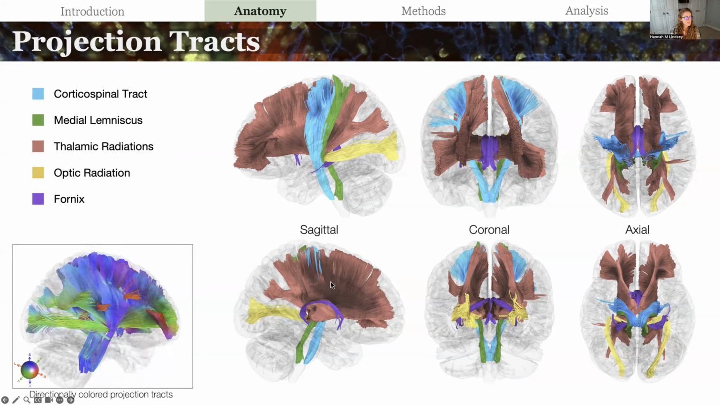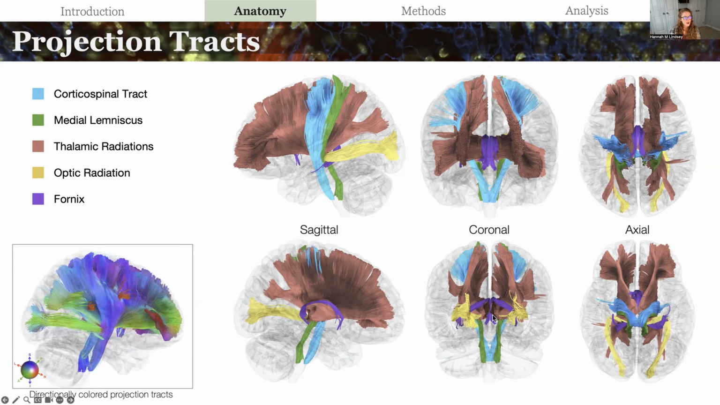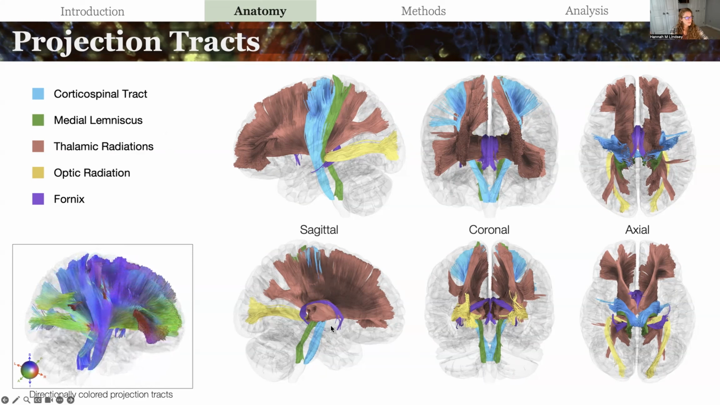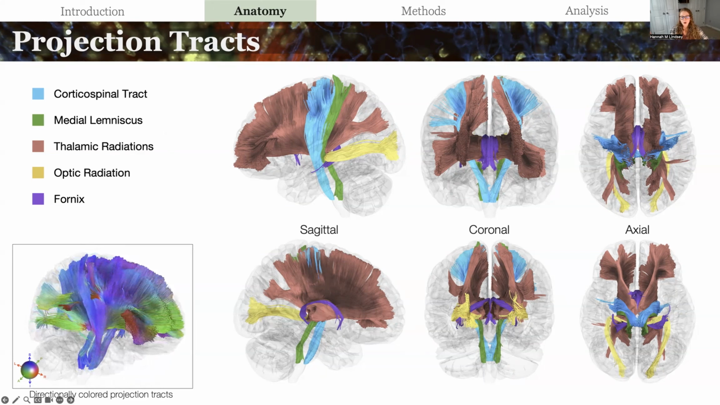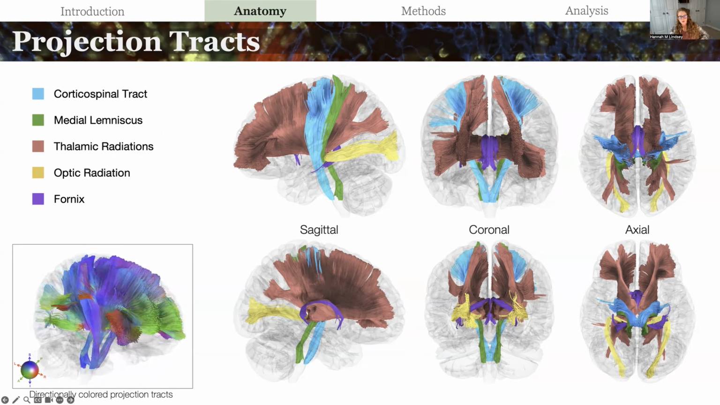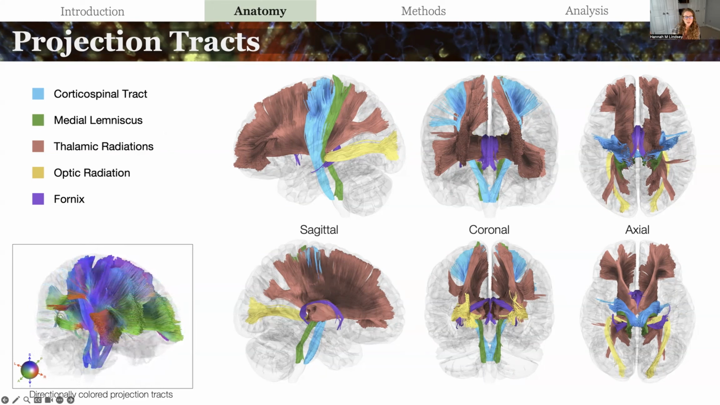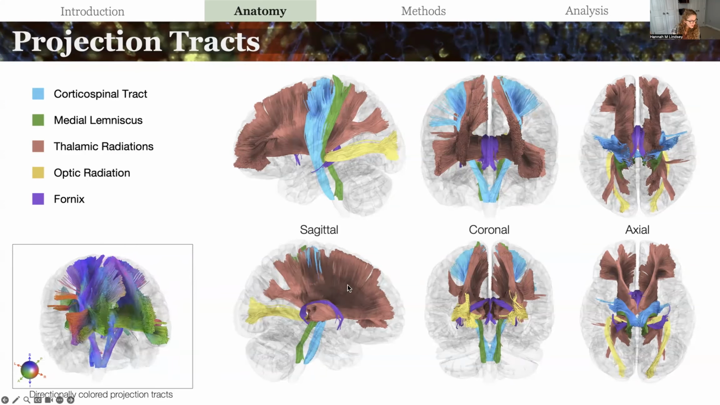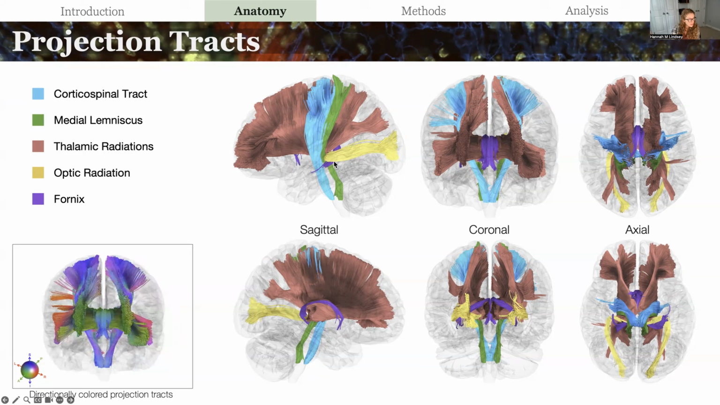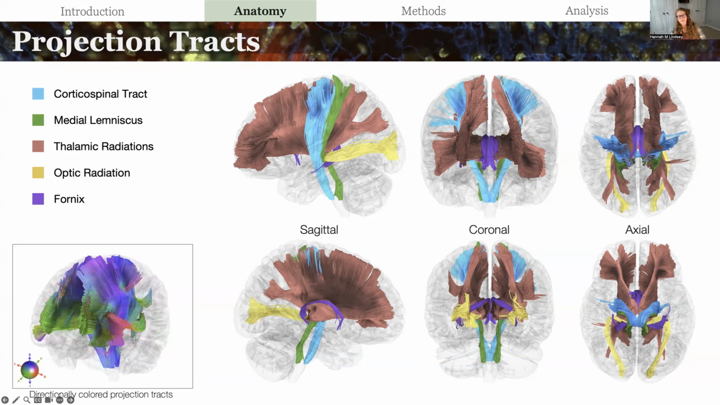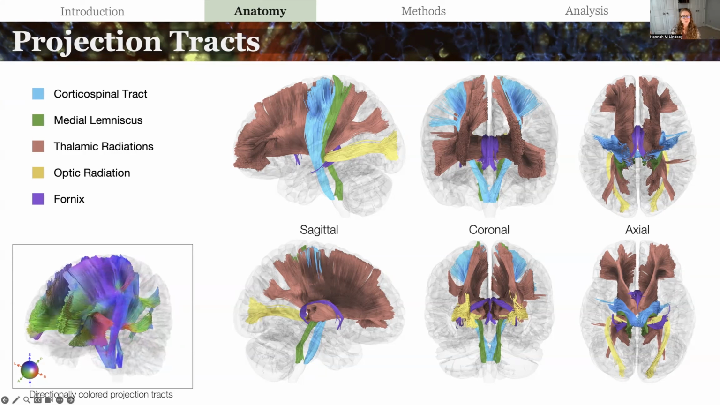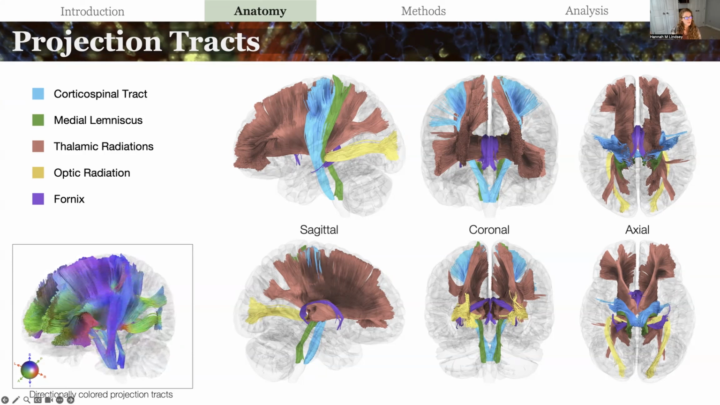Finally, the fornix, which is this purple guy here, originates from the hippocampus down here and then arches up, around, and backward beneath the corpus callosum, and then terminates in the mammillary bodies of the hypothalamus. So it starts down here in the hippocampus and then goes all the way around to the hypothalamus. The fornix is part of the limbic system and plays a crucial role in memory consolidation and emotional regulation.